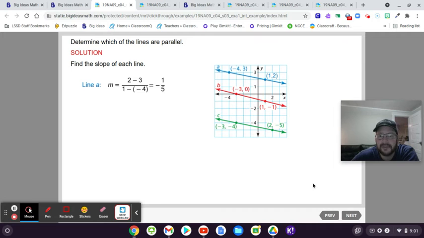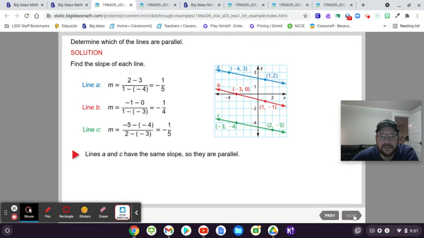What is the slope for line B? Okay, so for B, you can use the slope formula, or you can also just use rise and run by counting the spaces because it's on a graph. It goes down 1 over 4. So the slope for B is -1/4. What about the slope for C? Okay, so it goes down 1 over 5. So lines A and C are parallel, but B is not.